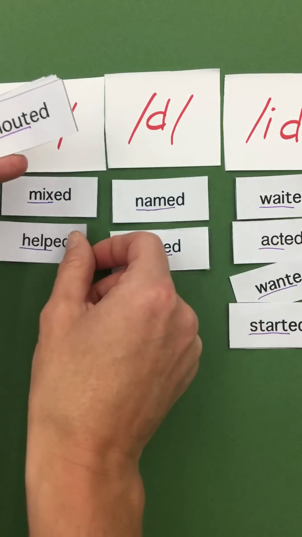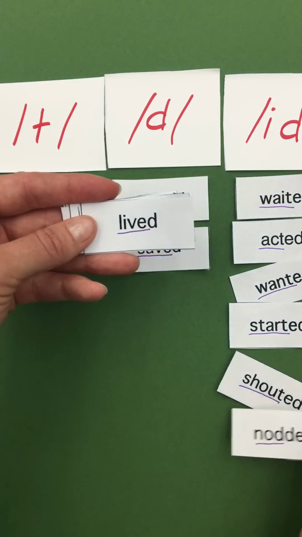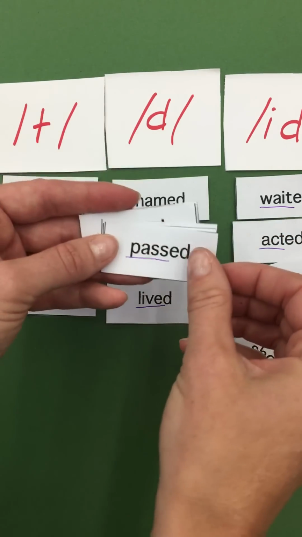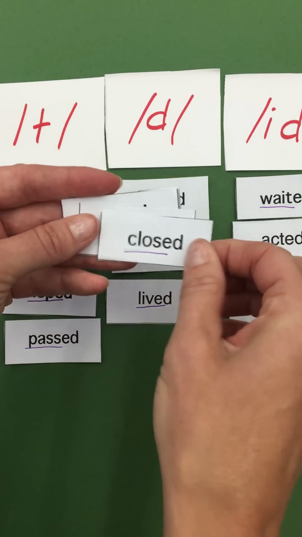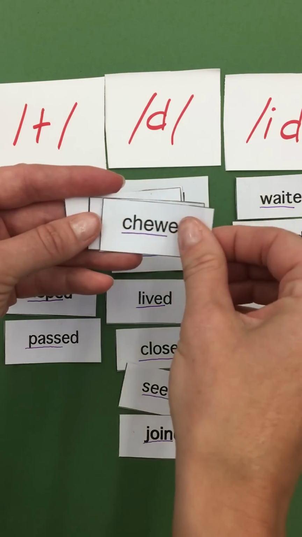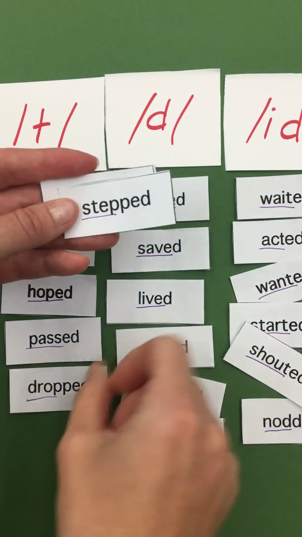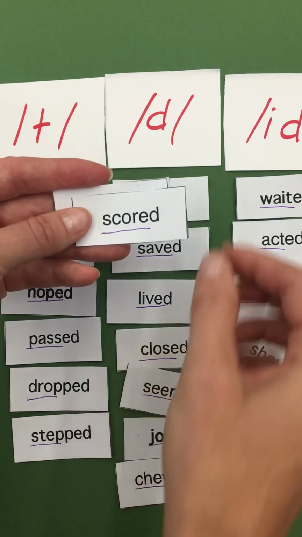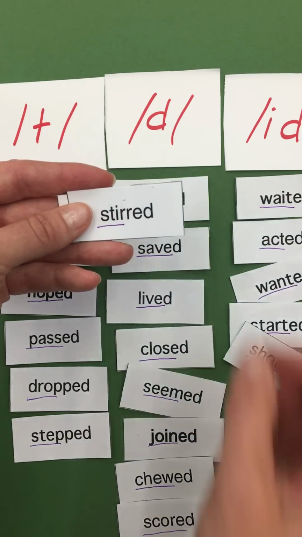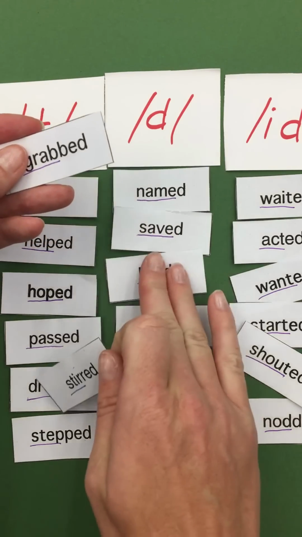Helped. Shouted. Nodded. Lived. Hoped. Passed. Closed. Seemed. Joined. Chewed. Dropped. Stepped. Scored. Planned. Stirred. Oh, let's see, we're running out of space here. Most of them do have the D sound.